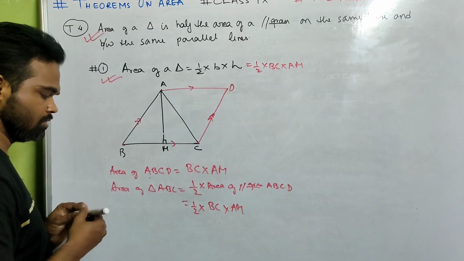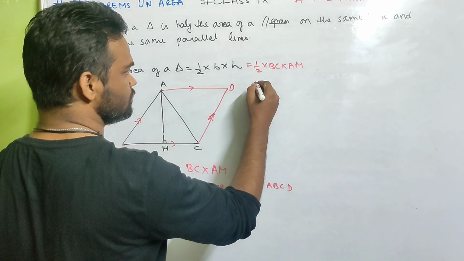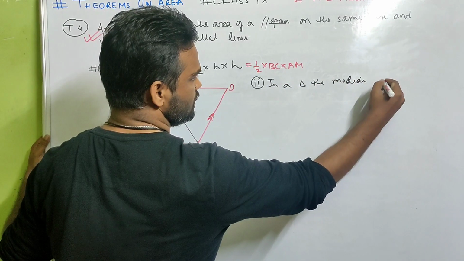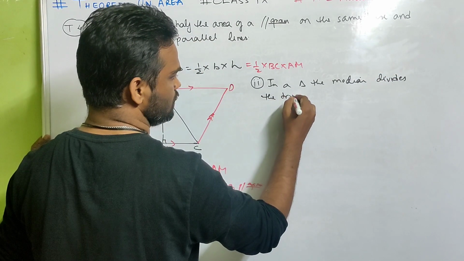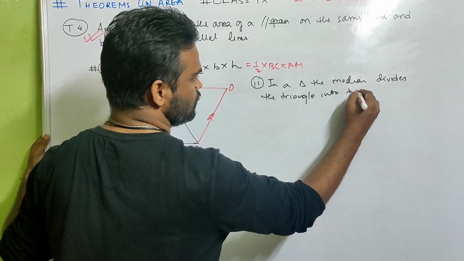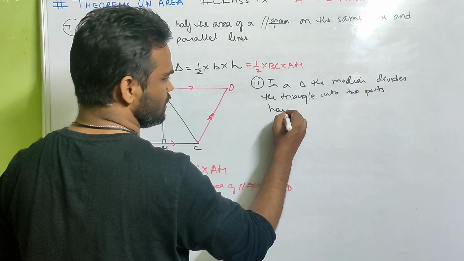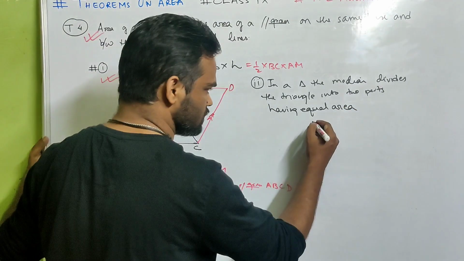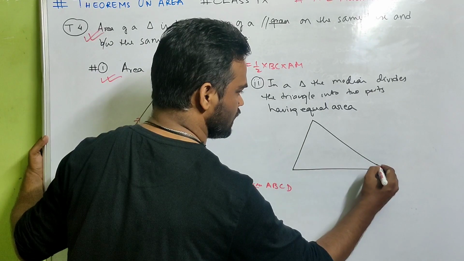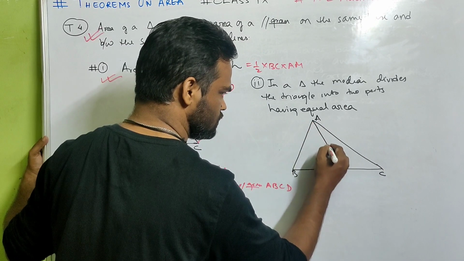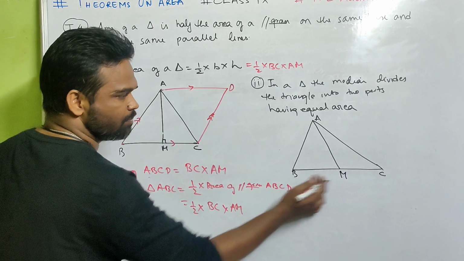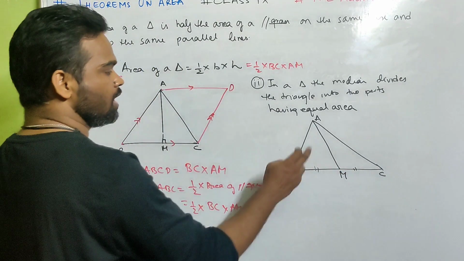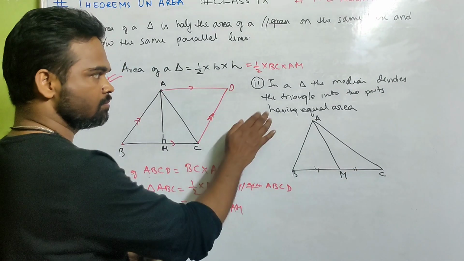Done. Number 2. Number 2 is that in a triangle, the median divides the triangle into two parts or two triangles having equal area. What do I mean by this? Just look over here. Suppose we have this triangle ABC and suppose AM is the median. Median means M is the midpoint of BC. AM divides BC into two equal halves. Now what I do? So the area of ABM will be equal to AMC. That is the outcome.